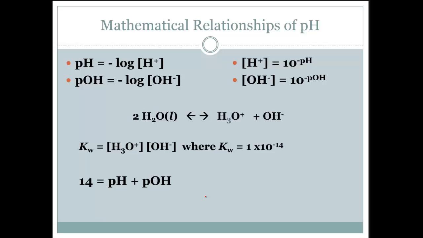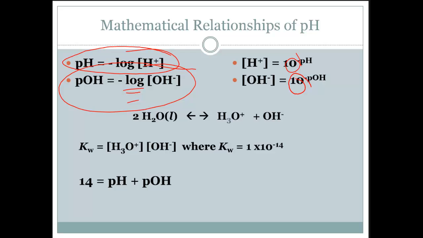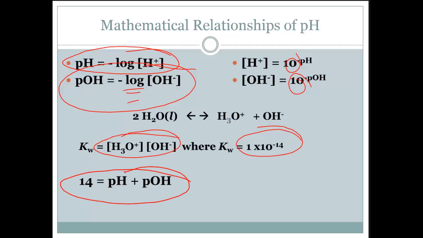So the mathematical relationships, as a summary, are: pH is negative log of H plus, pOH is negative log of OH minus. If you wanted to get rid of the log, you would use 10 to the negative pH or negative pOH. You also have H3O plus times OH minus is equal to 1 times 10 to the negative 14 for the equilibrium constant. And then pH plus pOH is equal to 14.